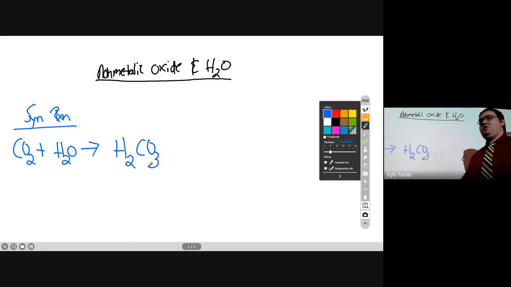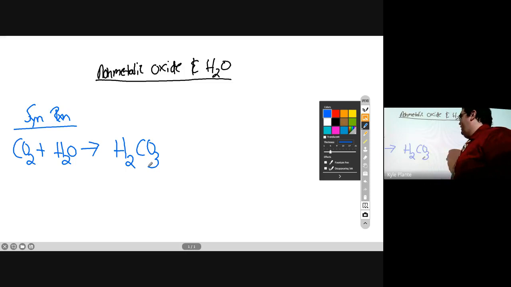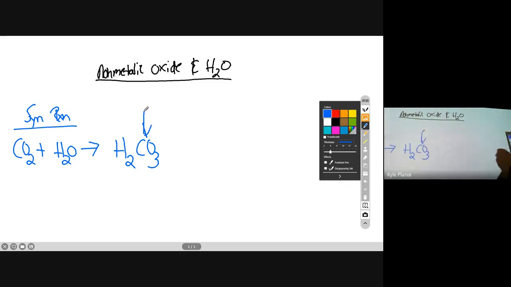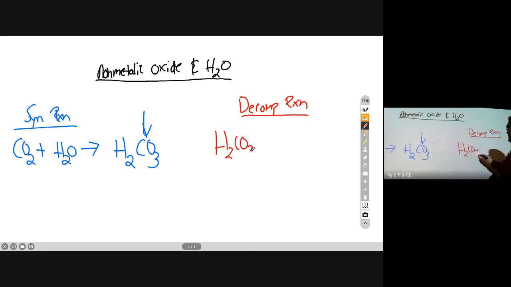So for the synthesis reaction, you take your non-metal oxide, you react it with water, and you make an oxyacid. It's called an oxyacid because it's got oxygen in it. The decomposition of an oxyacid is going to be the opposite. So the decomp reaction, you're going to start with your oxyacid, and it's going to decompose into the non-metallic oxide and water.